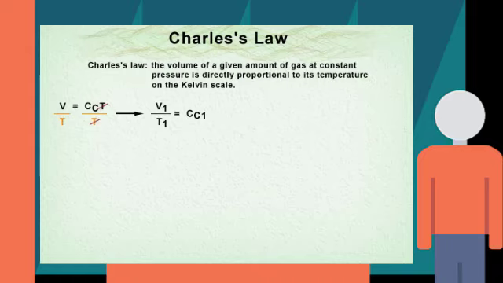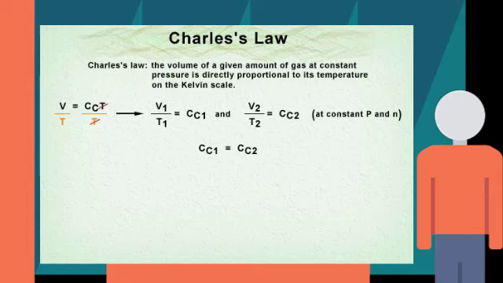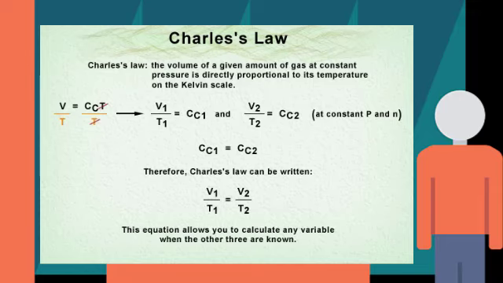Therefore, V1 divided by T1 equals C subscript C1, and V2 divided by T2 equals C subscript C2. Constant 1 and constant 2 are the same, so Charles's law can be expressed as V1 divided by T1 equals V2 divided by T2. This equation allows you to calculate any variable when the other three are known.